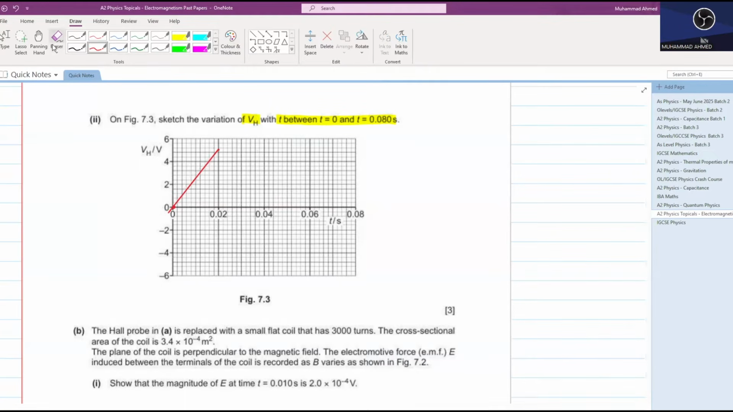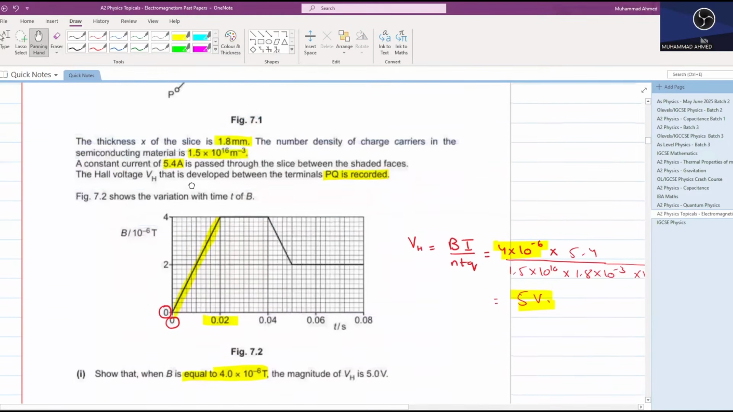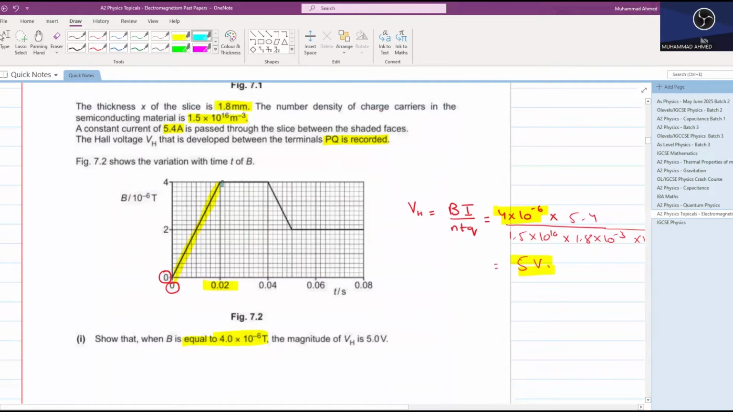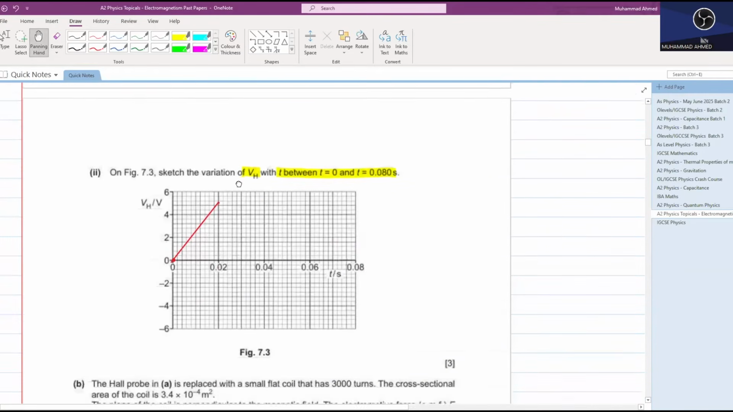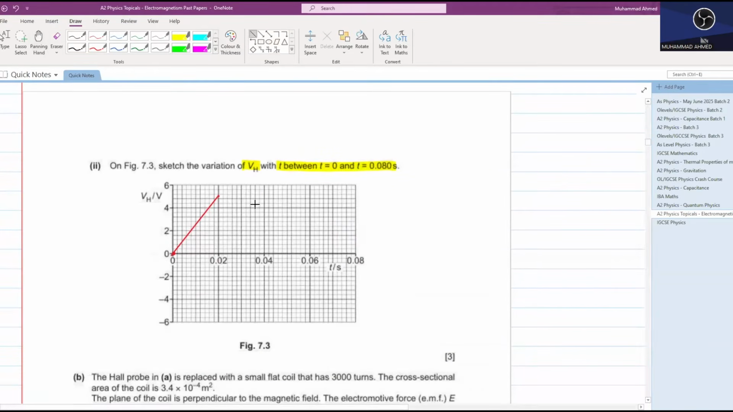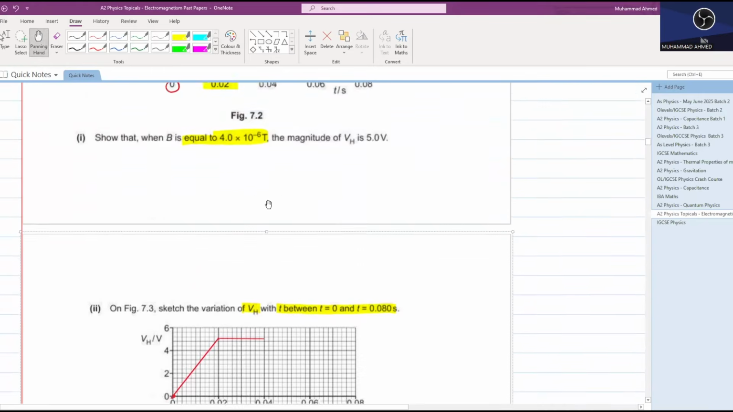Now let's further move ahead. Now let's see the second part of this question. For the second part of this question, you are going from 0.02 till 0.04. You have a constant B. If you have a constant B, your Hall voltage will remain at 5 volts. So let's keep it at 5 volts from 0.02 till 0.04, something like this. And obviously, this is a digital drawing, so maybe some ticks are off the marks.